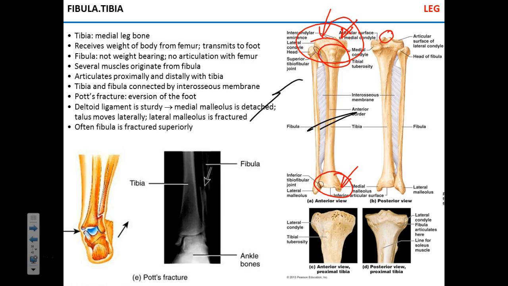Fibula, on the other hand, is a non-weight bearing bone. It doesn't articulate with femur. It articulates with tibia. If you look at Marvin, you will see that fibula articulates with tibia only, and then with the talus bone of the foot. Okay? Does that make sense?